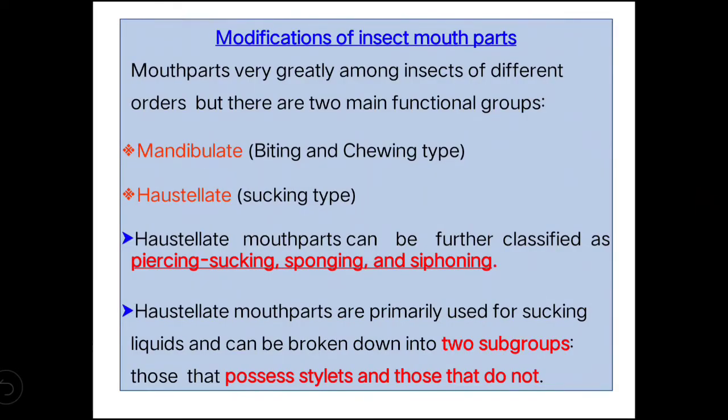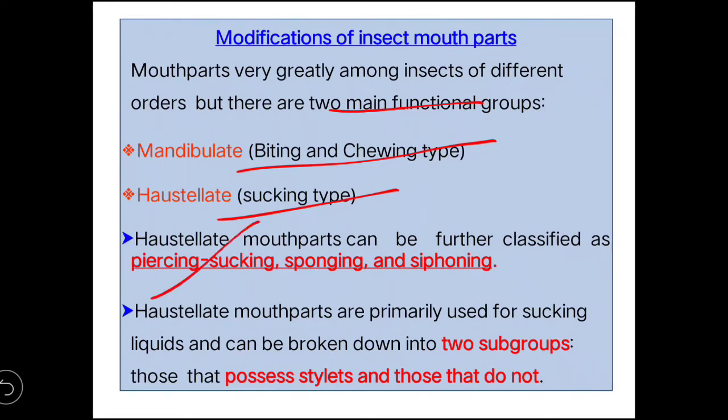Next we will see the modification of insect mouthparts. Mouthparts are greatly modified among the different orders of insects, but they are mainly divided into two main functional groups. One is biting and chewing, another is sucking. Biting and chewing insects are mandibulate, whereas sucking insects are haustellate. Haustellate mouthparts can be further classified into piercing and sucking.